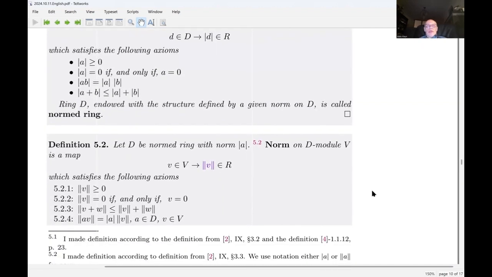Now, let D be a normed ring with norm |A|. A norm on the module V is a map from module V into real numbers which satisfies the following axioms. The norm of V is not negative. The norm of V equals 0 if and only if V equals 0. The norm of a sum is not greater than the sum of norms. And the norm of the product of vector V by scalar A equals the product of the norm of scalar A and the norm of V.